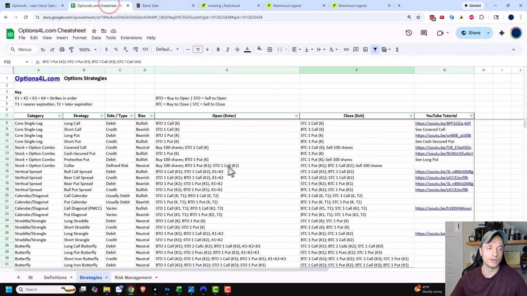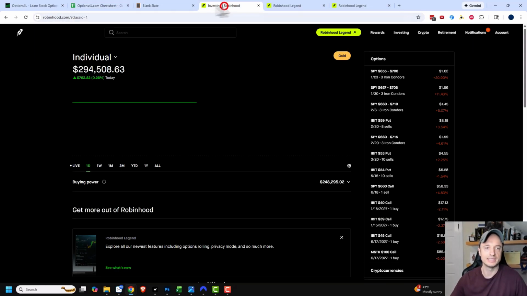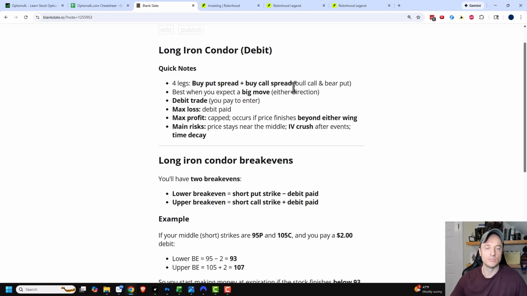I do have a video on both of those trades as well on the handy dandy cheat sheet. So if you understand a bull call spread and a bear put spread, doing a long iron condor will be a piece of cake. Like I said already, it's best when you expect a big move. You're not sure where it's going to go, but you're expecting something to happen. Maybe the CEO is getting fired or they're about to release earnings, and they might be a really important set of earnings, or maybe they're about to launch a new drug or something like that.